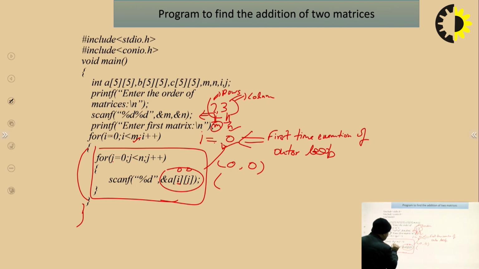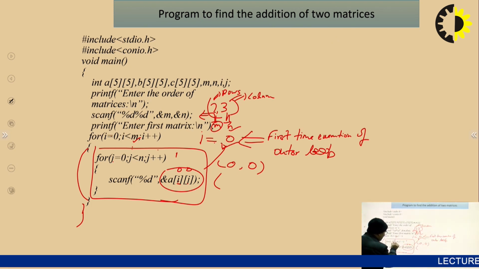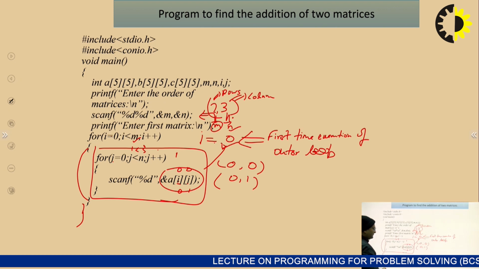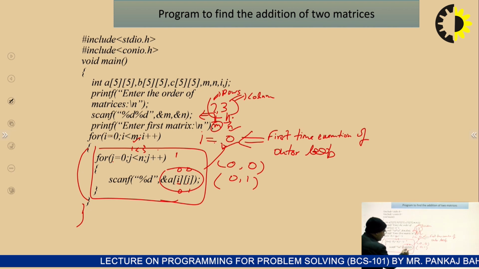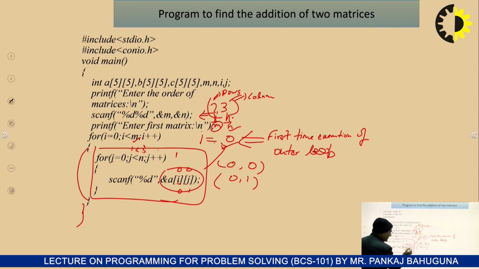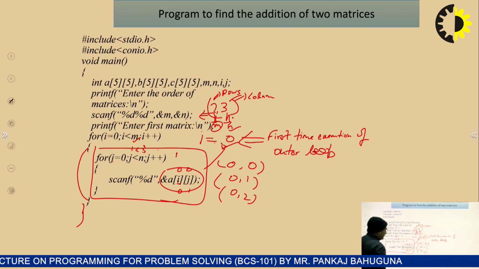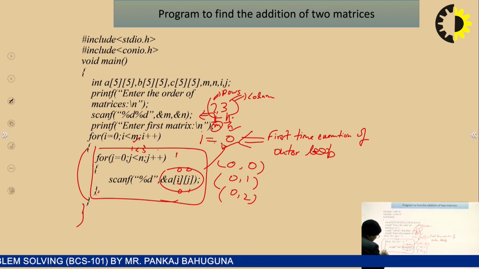Now for the second iteration, j will be incremented to 1, right? 1 is still less than the number of columns, that is 3. So it will execute again. I is fixed at 0, so the next value is 0, 1. Then j will be incremented to 2. 2 is less than 3, of course, so it will be 0, 2. Now j will be incremented to 3. 3 is less than 3 is false, so it will get out of the curly braces, right?